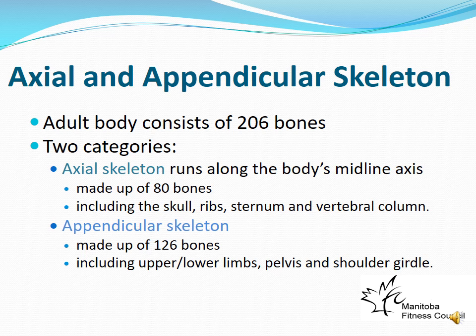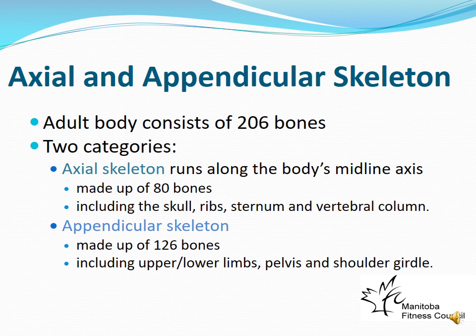Your axial skeleton is what runs along your midline. It's made up of 80 bones. Don't worry about the numbers. But what this is going to be is your midline axis. So it will be your cranium, your ribs, your sternum, that's your breastbone. I'll point that out on the next slide. And your vertebra, as well as your sacrum. Everything along the midline.